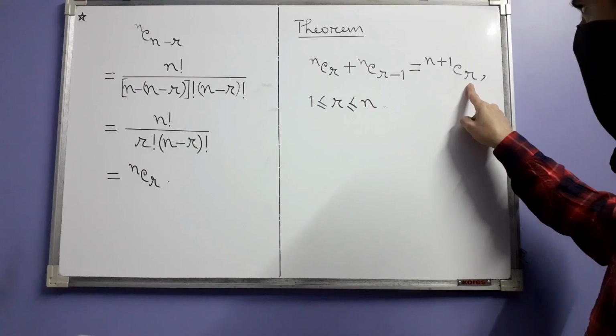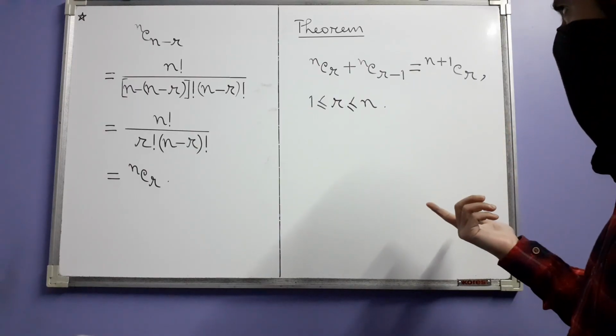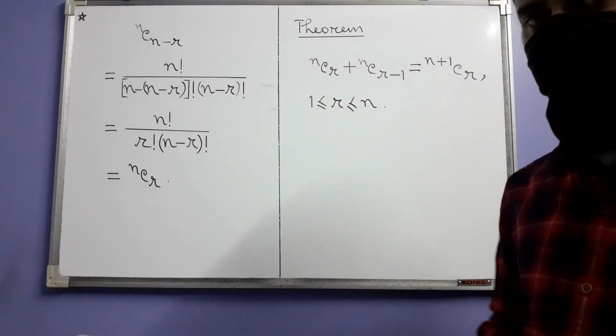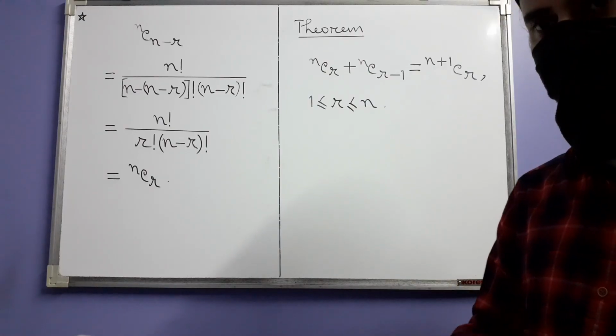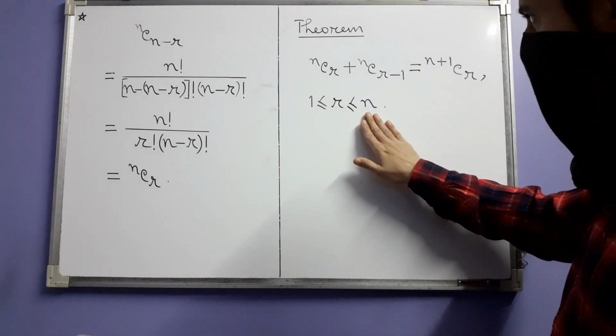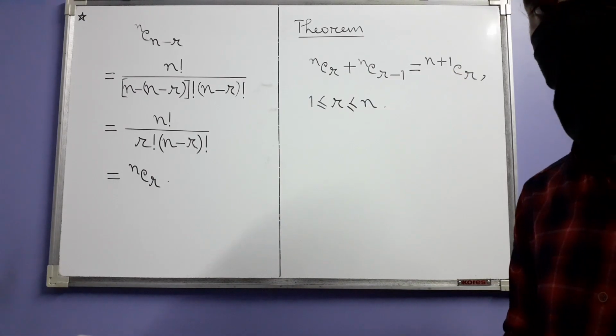What about this one? This one is also okay. If r is greater than or equal to 1, obviously it's greater than or equal to 0, and if it is less than or equal to n, obviously it's also less than or equal to n plus 1.